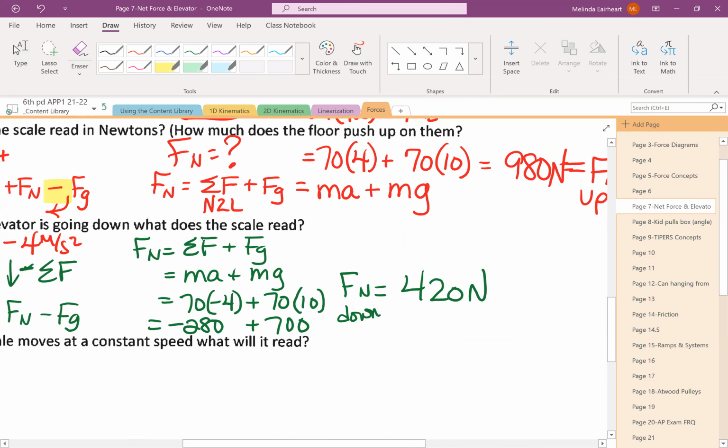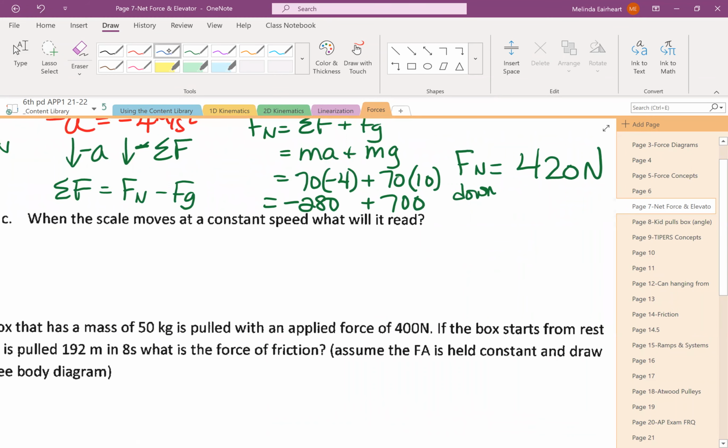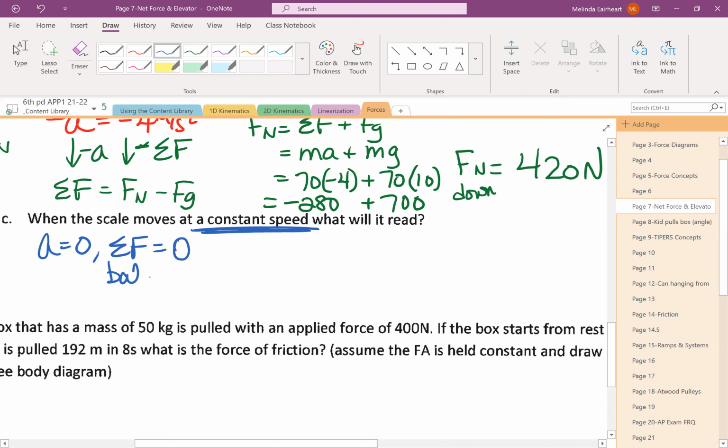C, what if we're still in the elevator, but now we're going a constant speed. And notice they don't say if you're going up or down. Doesn't matter. It can be true up or down. What's true if you're moving at a constant speed? Acceleration equals 0. Newton's second law says Fnet will equal 0. Y'all, this is Newton's first law when you have balanced forces.